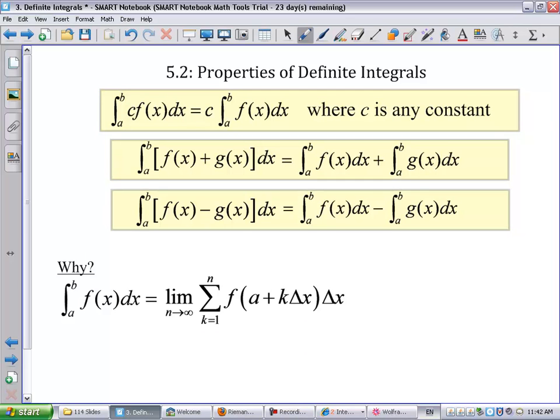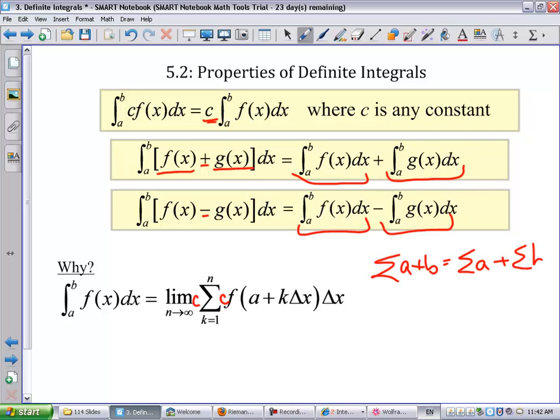If you take the integral of a constant times a function, you can pull the constant out front. That's because if there was a constant times your function in the sum, you could pull it out front. And if you have an integral of two functions that are added or subtracted, you can split them apart into two separate integrals. And that's because you can do that with the sums, right? The sum of a plus b is the sum of a plus the sum of b.